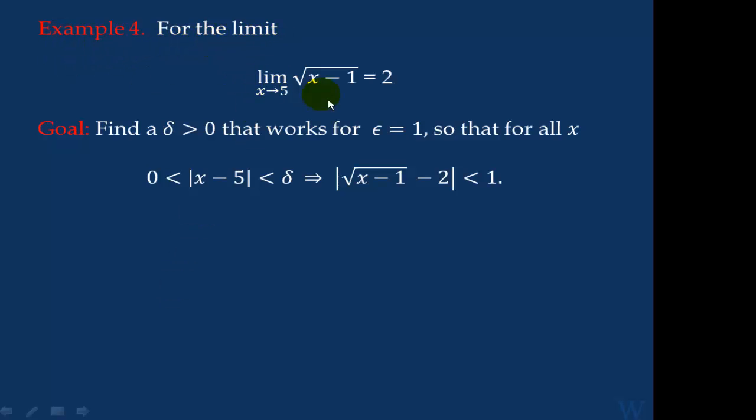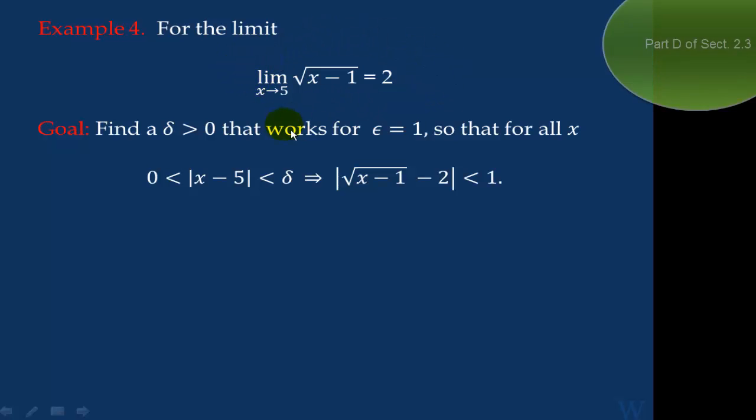Example 4. How do we show this limit? Our goal is to show that the limit of the square root of x minus 1 as x approaches 5 is equal to 2. We want to find a delta greater than 0 that works for epsilon, given here to be 1, for all x such that this inequality implies that the absolute value of f of x minus L is less than epsilon, which is 1.